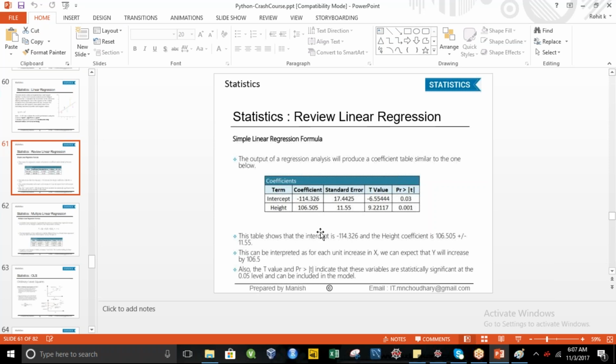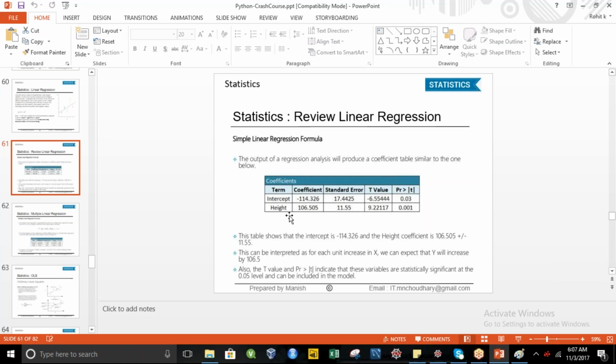It means if we are incrementing each unit of x, y will increase by 106.5. So when we are increasing x by one unit, the value of height will increase by 106.5. Whatever the coefficient is mentioned here means that when we increase x by one value, height will increase 106.505 times.